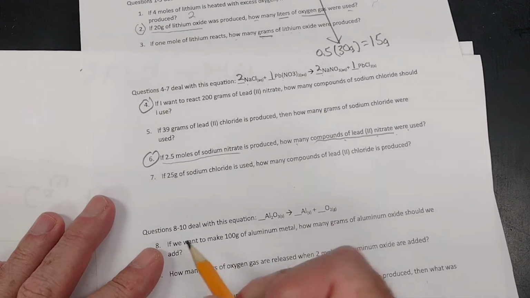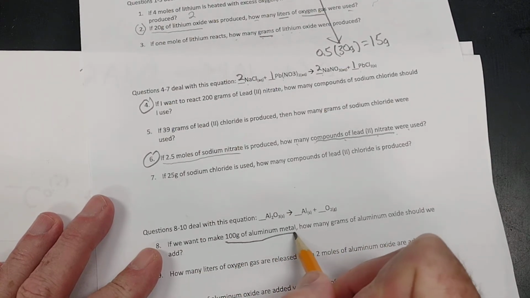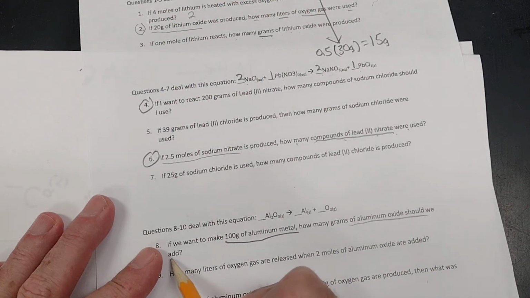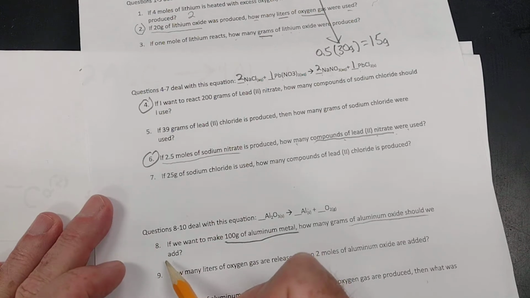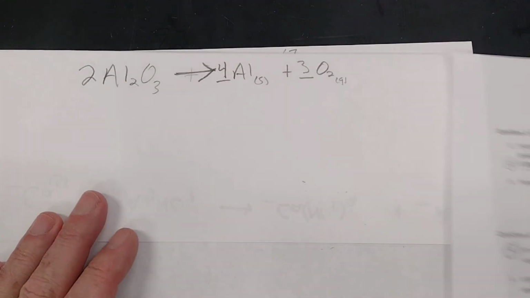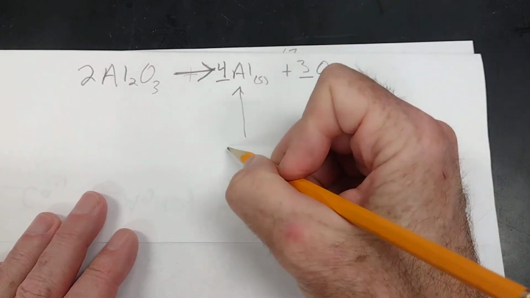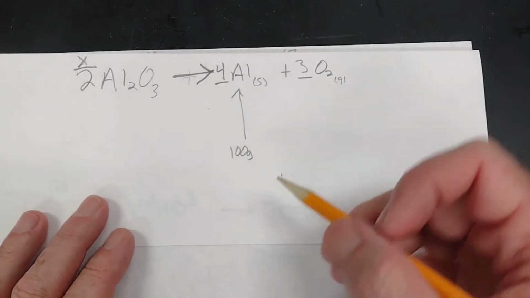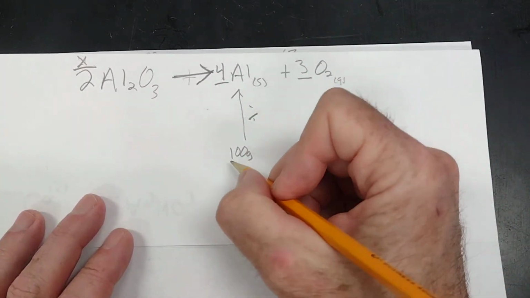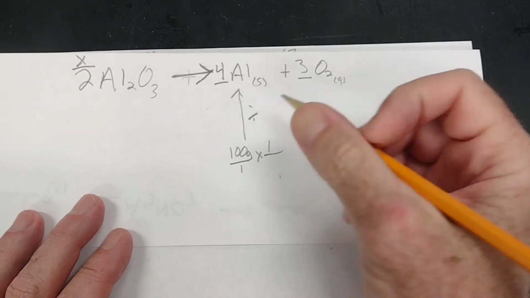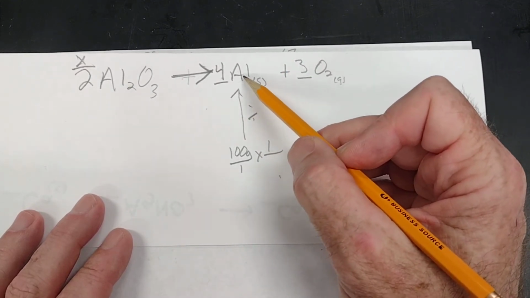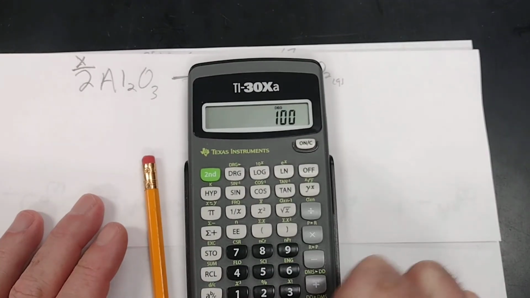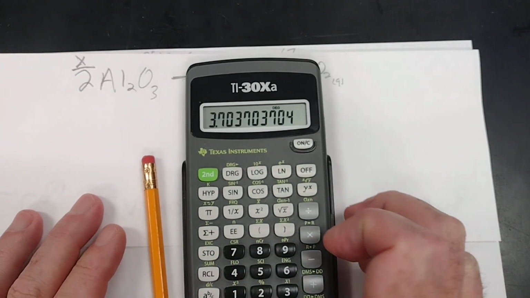Question number 8. If we want to make 100 grams of aluminum, how many grams of aluminum oxide should be added? All right. We need to make 100 grams of that, and it wants to know how much of this we would need. We're going to divide to get in. 100 grams over 1 times 1 over. We know that aluminum on the periodic table is 27. So we'll say 100 divided by 27 equals 3.7.